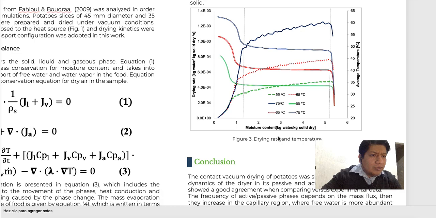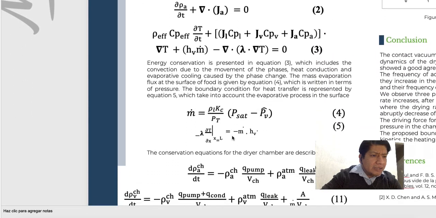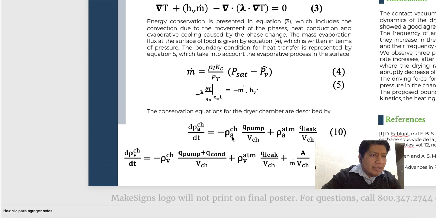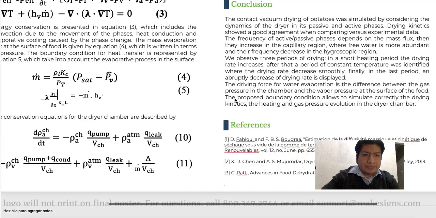The driving force of the water evaporation is the difference between the gas pressure in the chamber and the vapor pressure at the surface of the food. The proposed boundary conditions allow us to correctly simulate the drying kinetics and the heating phase, and the heating and gas pressure evolution in the drying chamber.